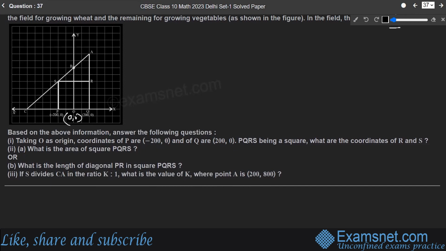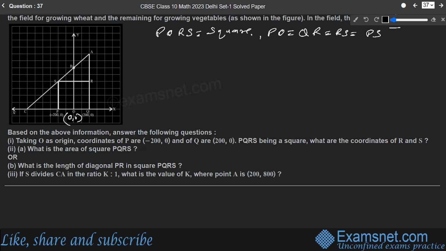Coordinates of P are minus 200 and 0, and Q are 200 and 0. And what are the coordinates of R and S? So we are supposed to find out the coordinates of R and S first. So as you can see, PQRS is a square. We can easily see PQRS is nothing but a square. So if it is a square, then all the sides of a square are equal. So PQ is equal to QR is equal to RS is equal to PS. So the four sides are equal.